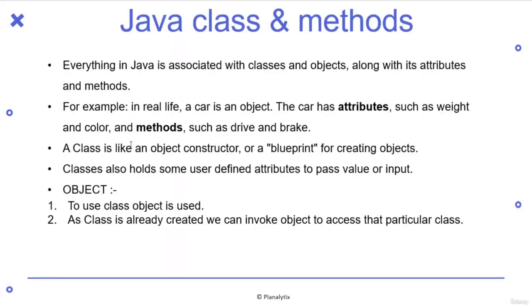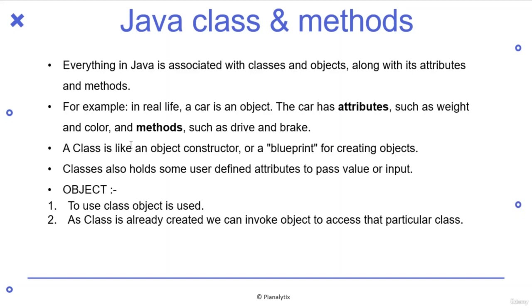So Java class. Let's see the first thing about class. Everything in Java is associated with classes and objects. Without classes and objects, you cannot create any code, or any method, in Java. It contains attributes and methods. Classes plus attributes create some environment for methods. For example, in real life, you can consider a car as an object. A car has attributes such as weight and color, and methods like drive, brake, and so on.